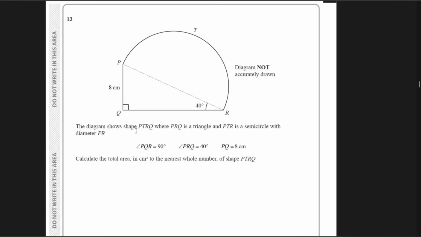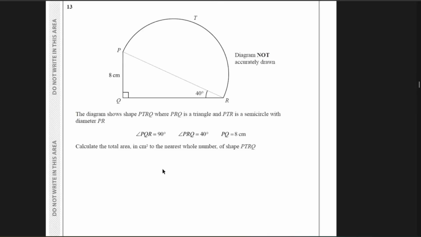The diagram shows the shape PTRQ, where PRQ is a triangle and PTR is a semicircle with diameter PR. We have a triangle and a semicircle. Angle PQR is 90 degrees. Angle PRQ is 40 degrees as shown. Side PQ is 8 centimeters. Calculate the total area in centimeters squared to the nearest whole number of the entire shape, PTRQ.